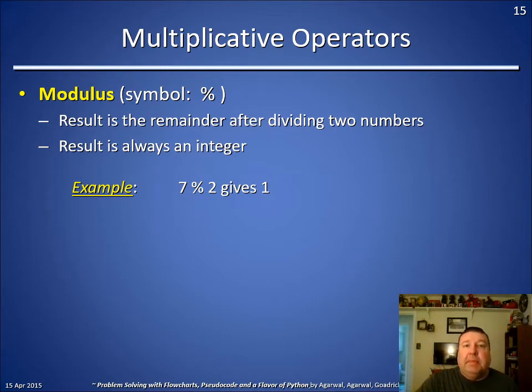Modulus, which again was new to me, most of us know as the percent sign. This is going to be the remainder after dividing two numbers. So 7 mod 2 gives a 1 because 2 goes into 7 3 times, which gives you 6.